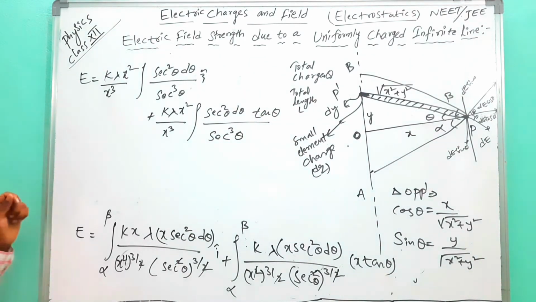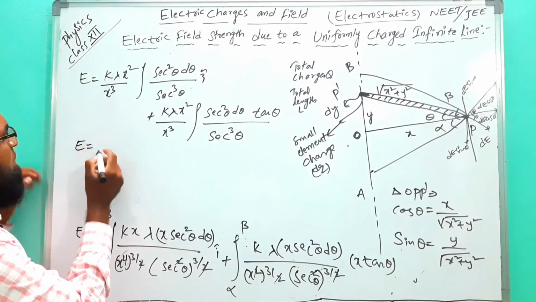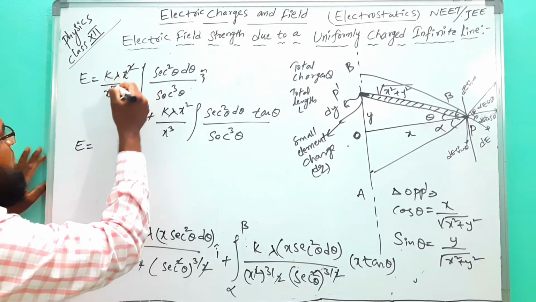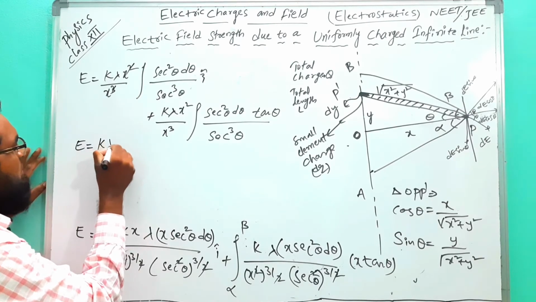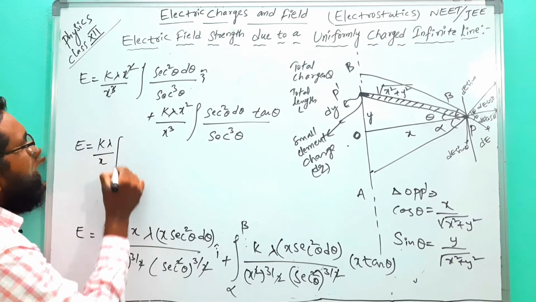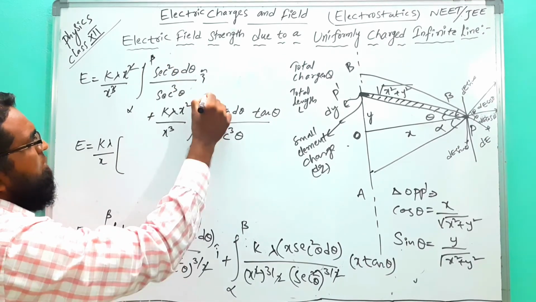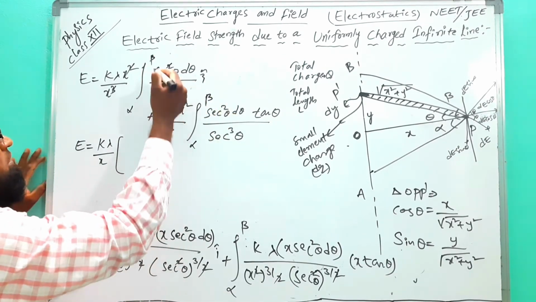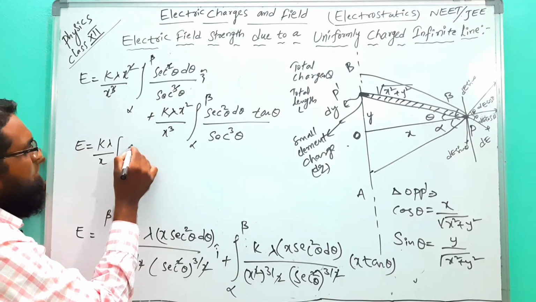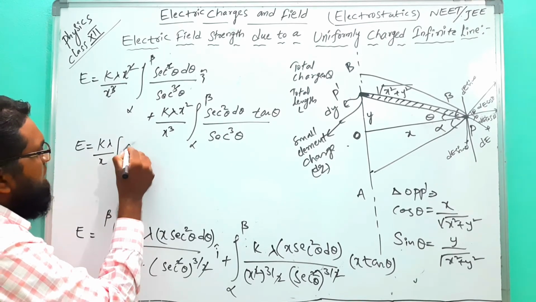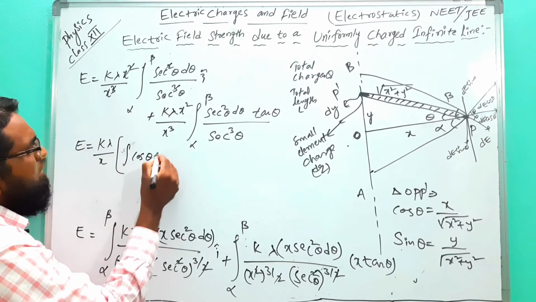Correct, my students? After that, what happened? Very simple, no problem, don't worry, everything is clear. Here one x is there, so k lambda by x is clear, and similarly here alpha 2 beta limits. Secant square by secant cube, so 1 by secant theta is there, which means here the integration is cos theta d theta.